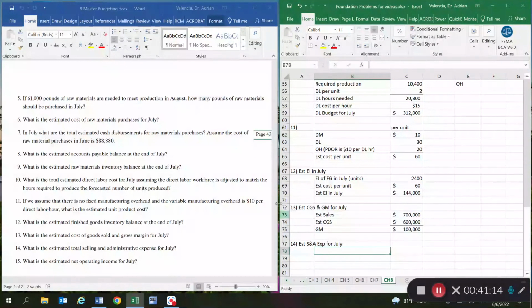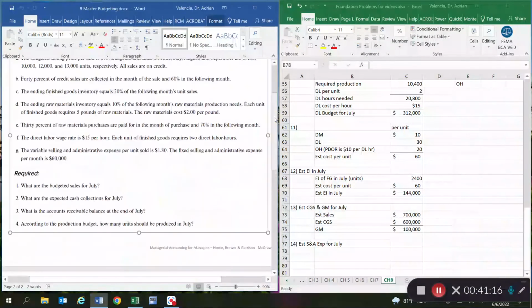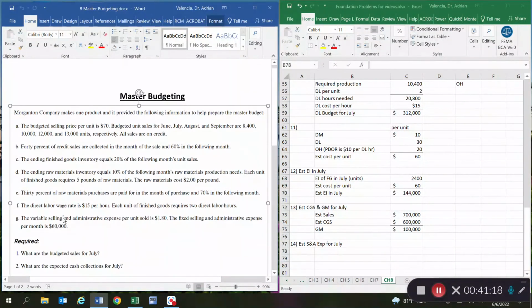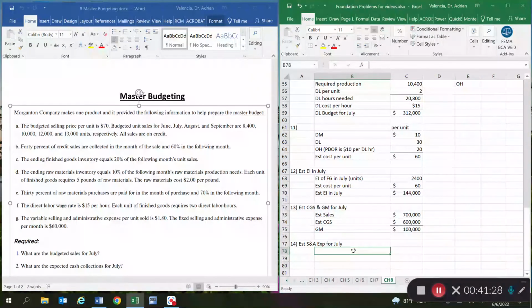So let's go back to the original data here. If you recall, they told us that the variable selling and administrative expenses is going to be $1.80 per unit sold, plus the fixed amount of 60,000. So we're going to start with expected sales times 180. So that's going to be 10,000 times $1.80.